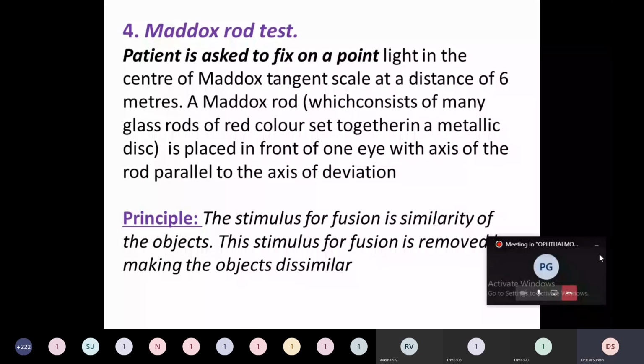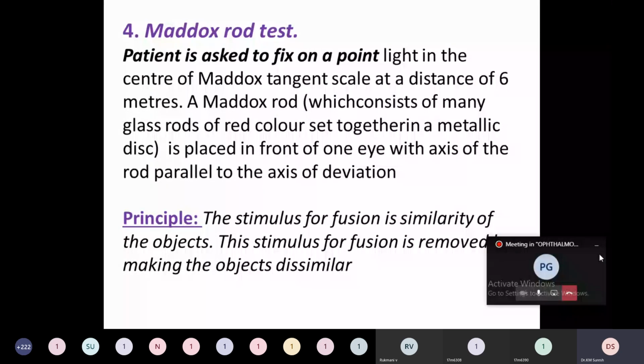What is the principle? So far we have learnt about binocular single vision. The stimulus for binocular single vision is fusion. So if you remove the fusion, then you will know which eye is deviating and how the latent squint, or heterophoria, is becoming identifiable. Hope you understood. The stimulus for fusion is similarity of the objects. The stimulus for fusion is removed by making the object dissimilar in case of Maddox rod. So the fusion is broken. That is the principle that is used in Maddox rod test.